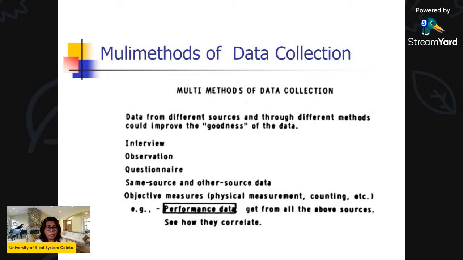So, ano yung example nito? Yung performance ng data natin. So, getting from all the above sources, see how they correlate. Meaning to say, paano naging related ang isa't isa at yung performance ng pagko-collect natin ng data. Kung pagsasamahin natin siya, magiging good quality of data collection ang ma-identify natin.